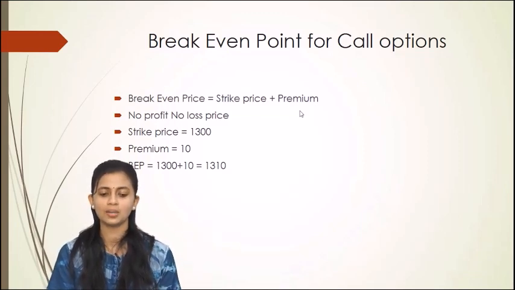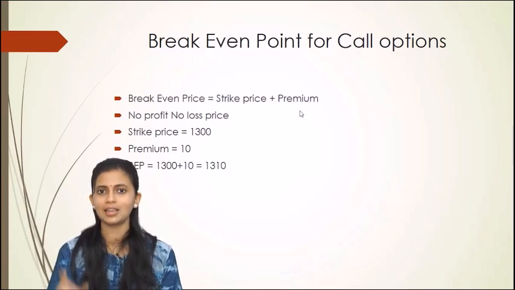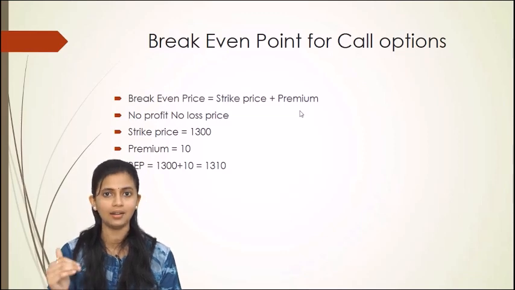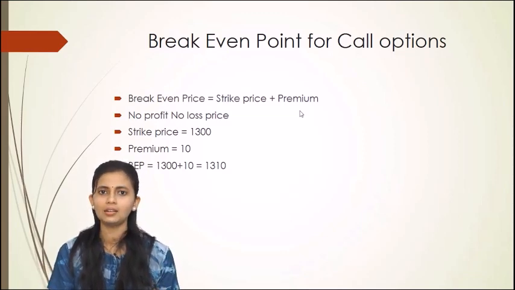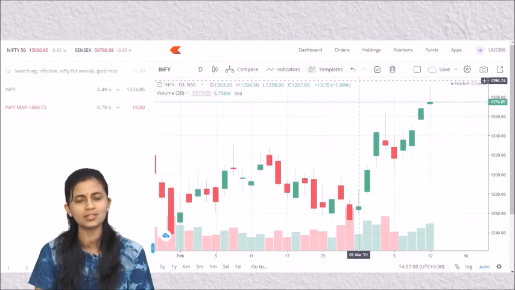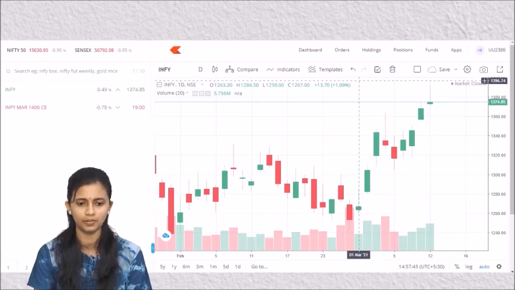If the stock moves up to 1310 and expires, he will make neither profit nor loss when the stock is at 1310. The moment it crosses 1310, the call option buyer will start making profits. So this is the break-even point. Now let's check this concept of call using the trading portal. I'll use the Zerodha portal here for reference.